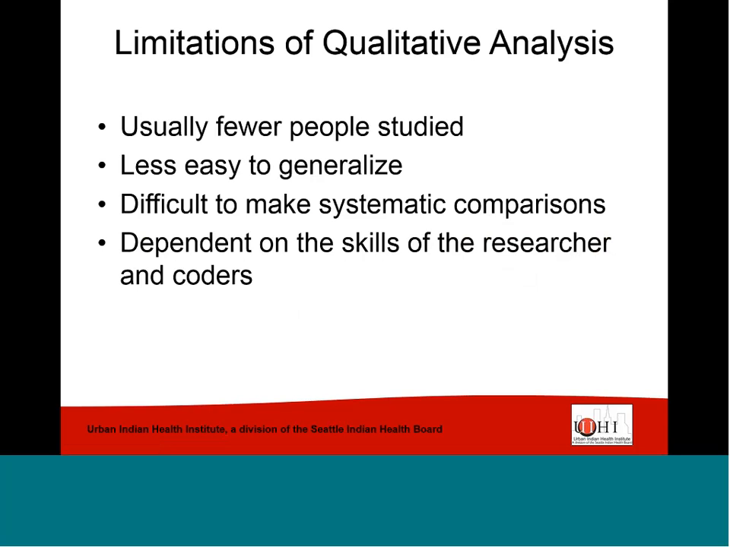So if you've got qualitative data embedded into something like a survey and you're collecting large numbers, then you might have a lot of qualitative data. And I've had experiences with that, particularly on things like community needs assessments. But typically, if you're doing a focus group, you've only got 6 or 7 folks in there. So fewer people are studied, which means it's less easy to generalize.